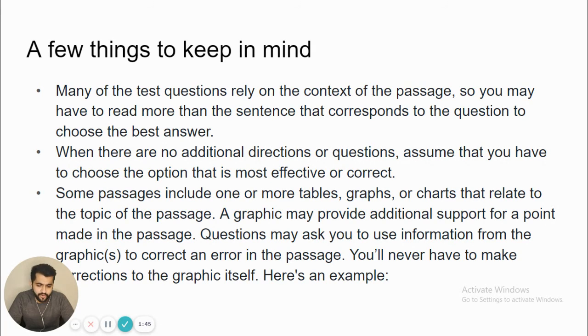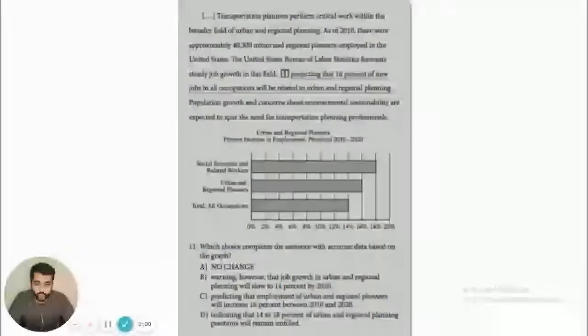Some passages include one or more tables or graphs or charts that relate to the topic of the passage. A graphic may provide additional support for a point made in the passage. Questions may ask you to use information from the graphics to correct an error in the passage. You'll never have to make corrections to the graph itself. Here's an example. So here is a passage followed by a graph, and then the question is related to both the graph and the passage itself.